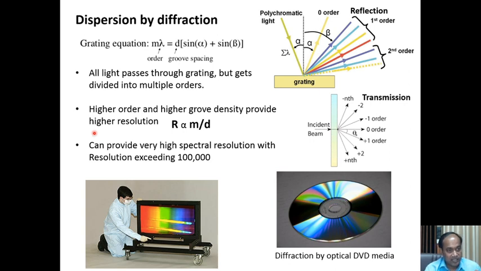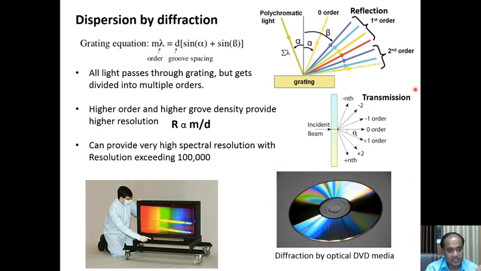One thing to remember is that higher order and higher groove density provide higher resolution. So if you work in higher orders, basically not the 1st, 2nd, 3rd, or even 10th order, or even 50th order, the resolution gets multiplied by that. And to get finer and finer resolution, you need to increase the groove density, basically. Okay, so if you want to get high resolution, you have to either work with higher order, or you have to increase the groove density.